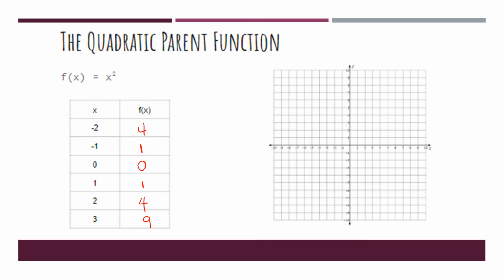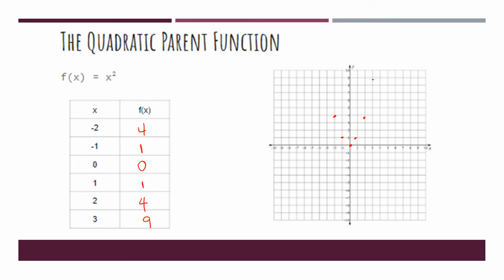So I'm going to graph this function, and then I've got the point -2, 4, the point -1, 1, 0, 0, 1, 1, 2, 4, and 3, 9.